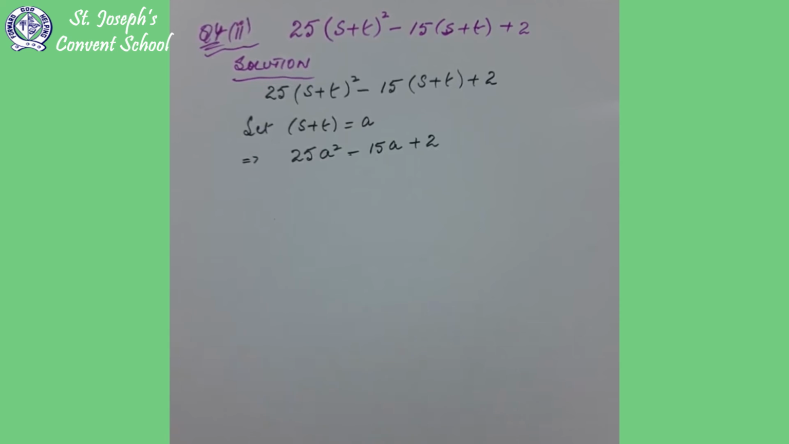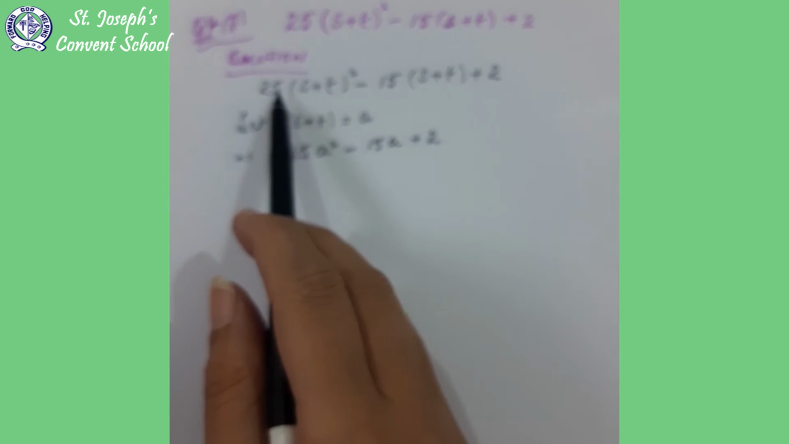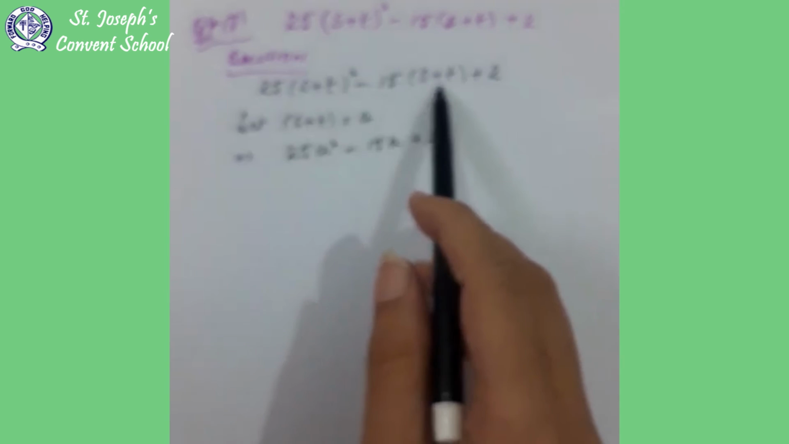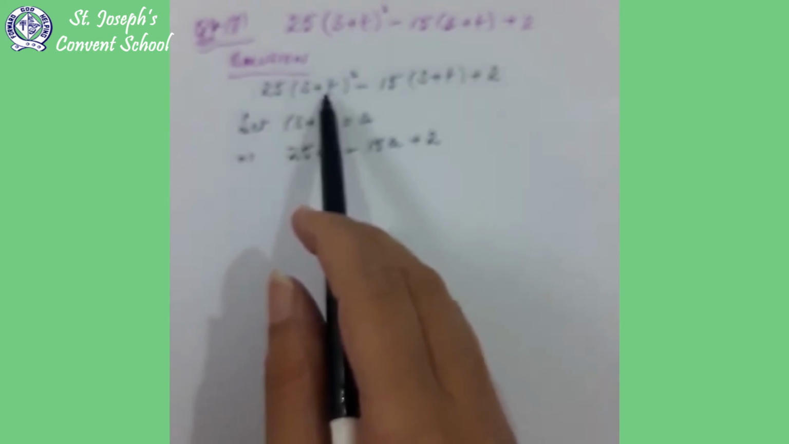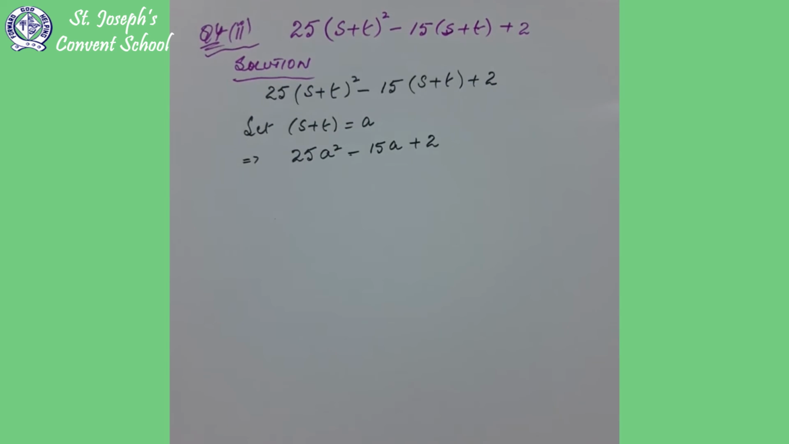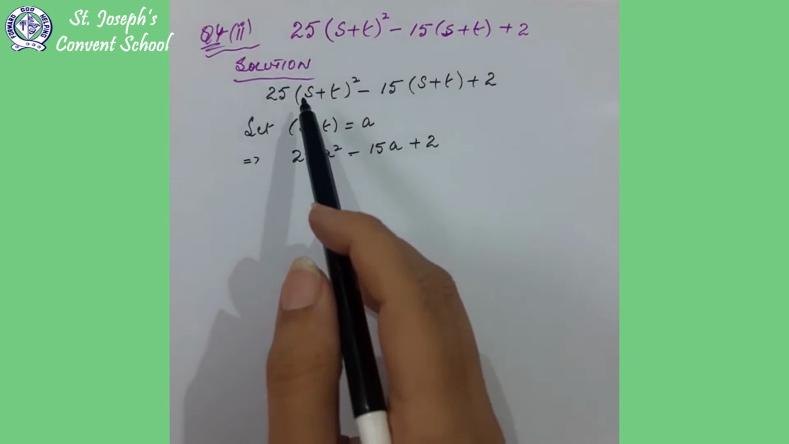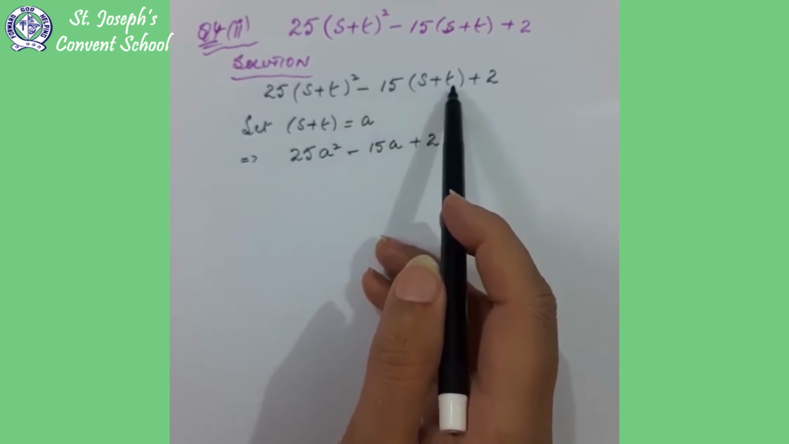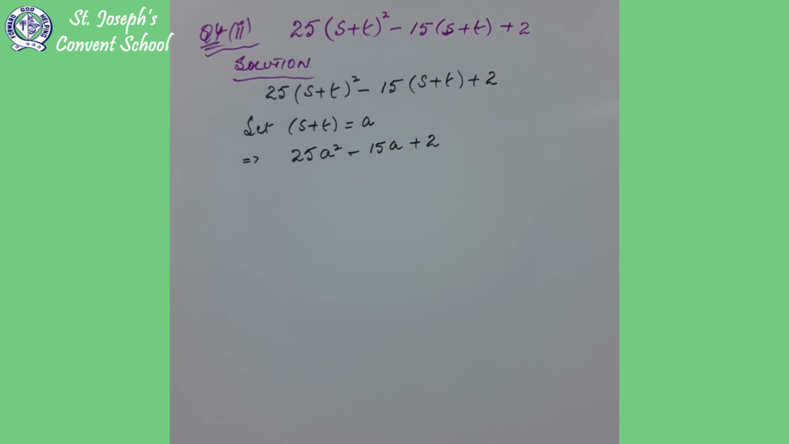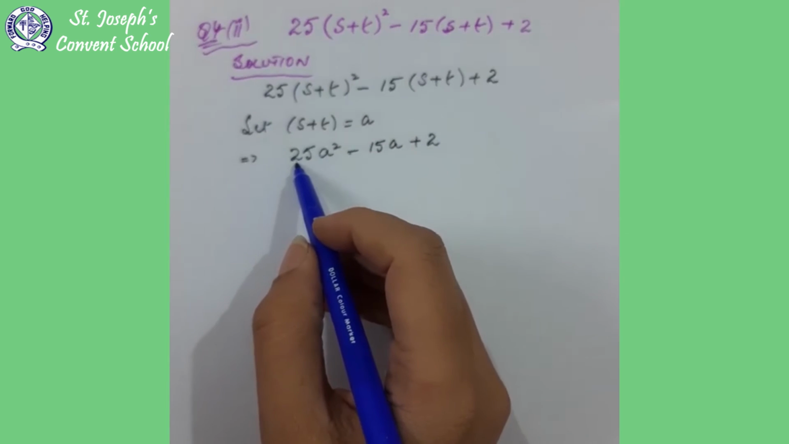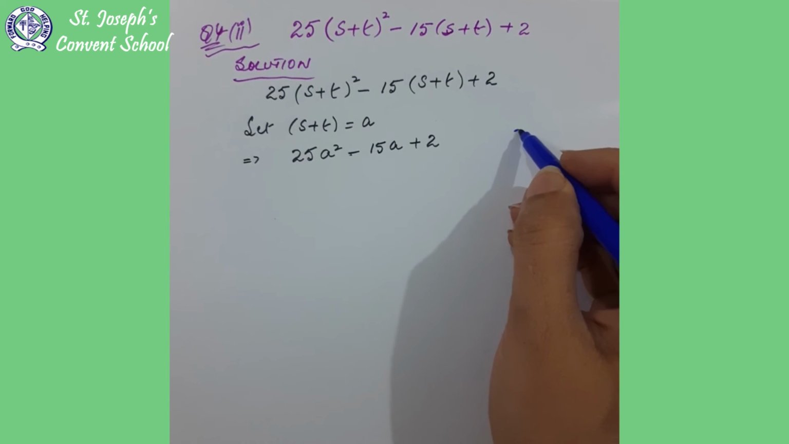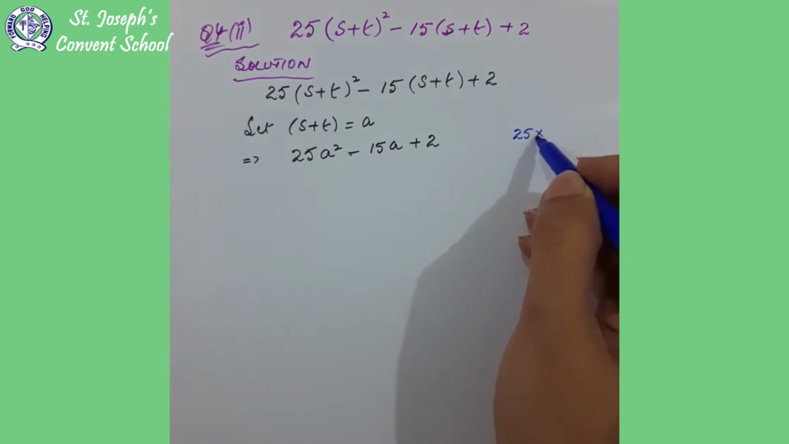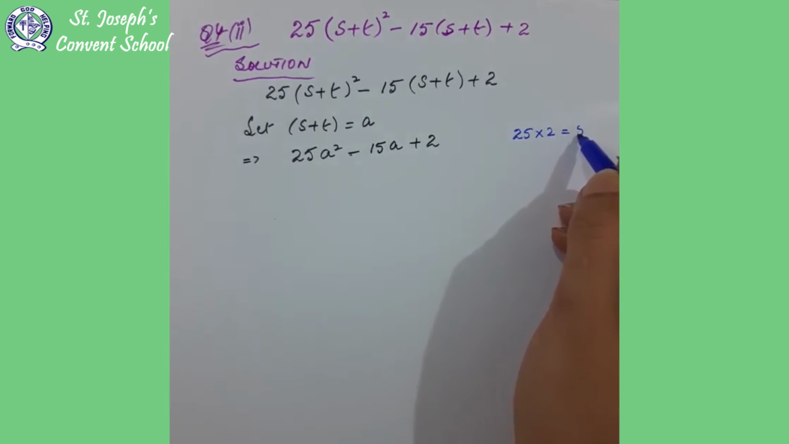It's up to you if you don't want to change it in this form. If you want to keep the bracket as it is, you can solve it that way also. It's up to you how you want to solve it. I'm supposing s plus t is a, so this will become 25a square minus 15a plus 2. Now according to the rule, the method is to multiply first and last term. So first is 25 into 2. So 25 into 2 is 50, right?